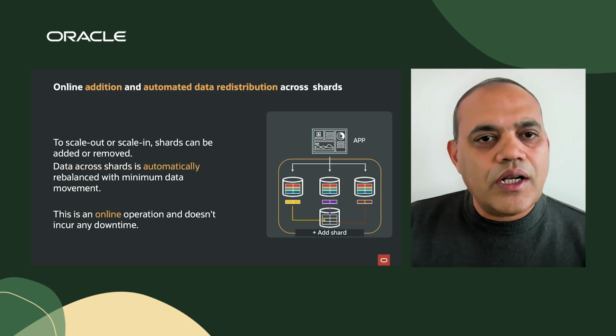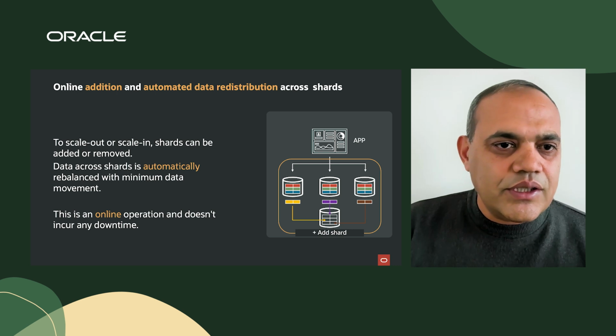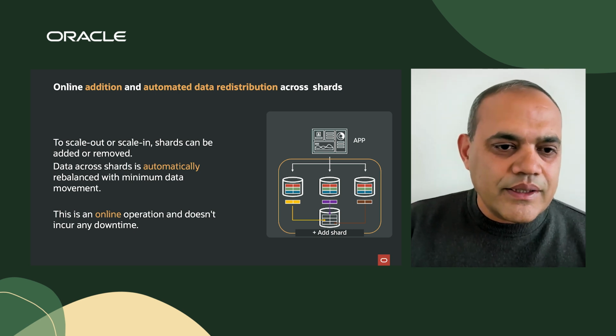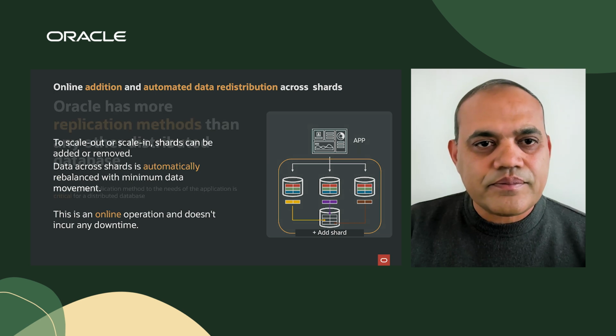Oracle supports online addition and automated data redistribution across shards. To scale out or scale in, shards can be added or removed. Data across shards is automatically rebalanced with minimum data movement. This is an online operation and does not incur any downtime.